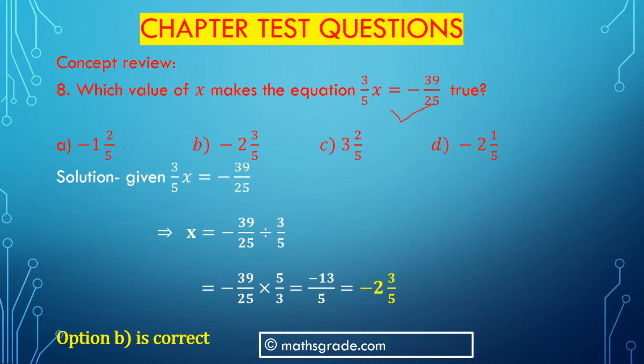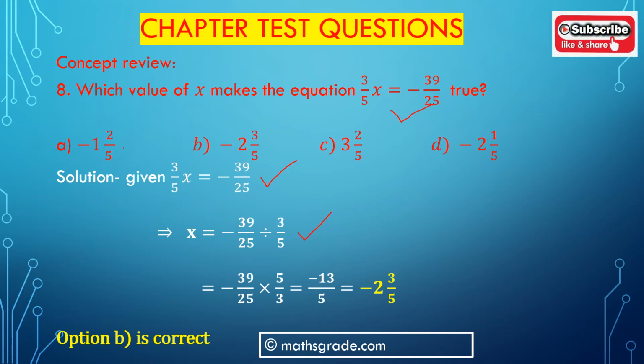Given 3/5 x = -39/25, we have to find the value of x. So x will be -39/25 divided by 3/5. That is -39/25 multiplied with the reciprocal of the rational number 3/5, and the reciprocal of 3/5 is 1 divided by 3/5, that is equal to 5/3.